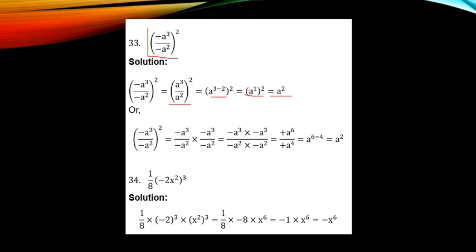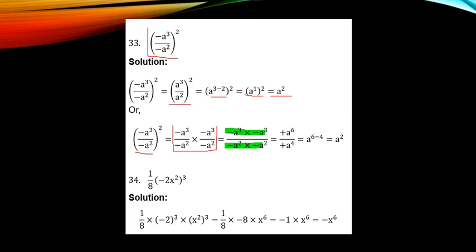Or alternatively, because of the square, you can multiply the given problem by itself 2 times in this form. So after that, the numerators, you multiply them together. The denominators, you multiply them together. So minus times minus is plus.